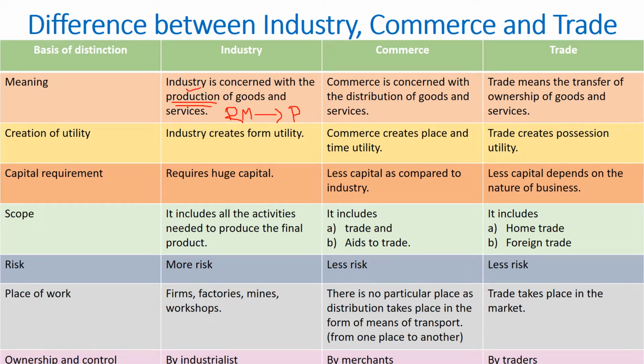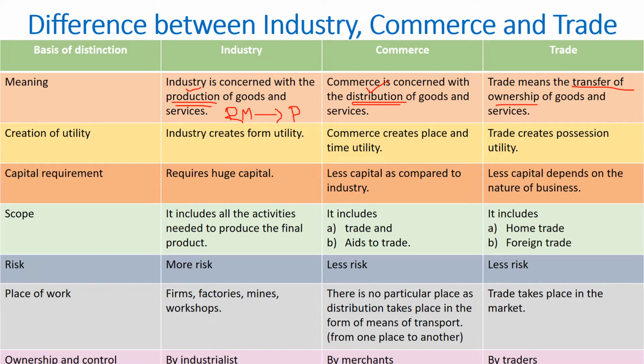Commerce is concerned with the distribution of goods and services. Once the goods are produced by the industry, they get distributed with the help of commerce to the ultimate customers. So commerce is dealing with the distribution side of the business. The next is trade. Trade means the transfer of ownership of goods and services. Trade simply means the buying and selling of goods and services.